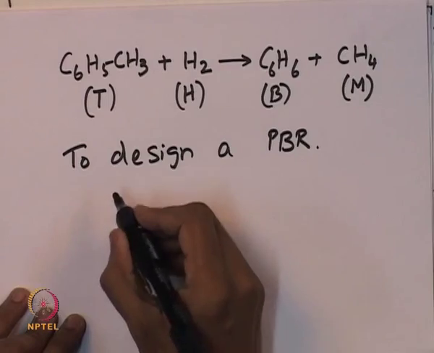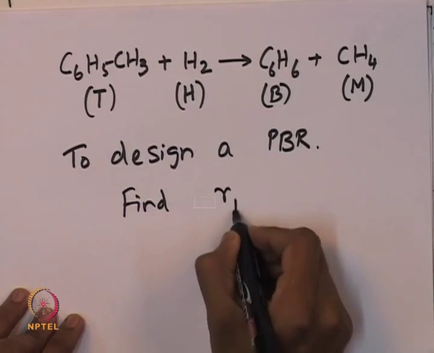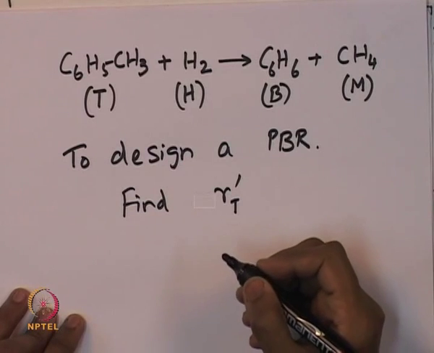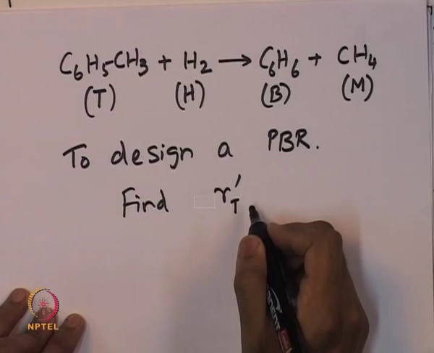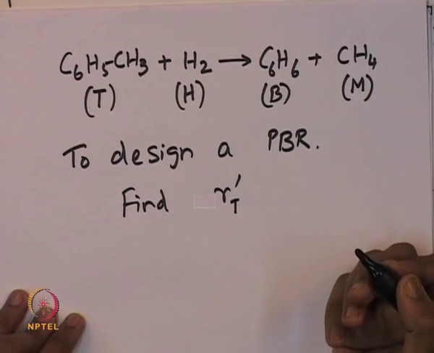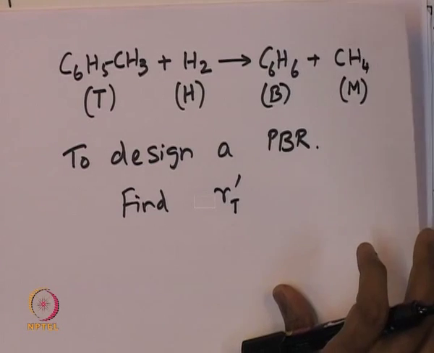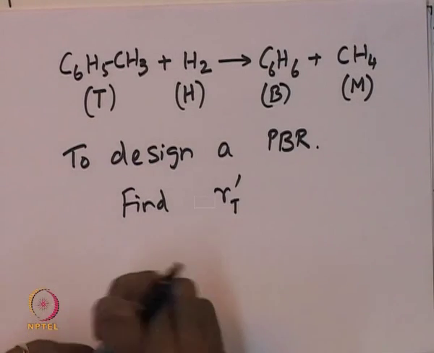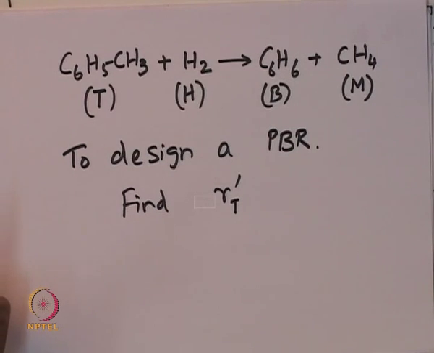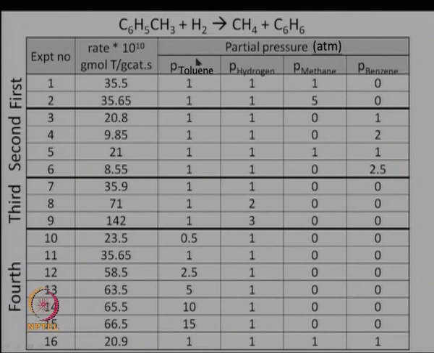And in order to do this, we need to find a rate law. That is, we need to find the rate of generation of toluene per unit gram of catalyst, or per weight of the catalyst that is used in the packed bed reactor. So, in order to achieve this objective, let us start with the experimental data. There have been experiments performed under different conditions and different partial pressures of these different species, toluene, hydrogen, methane and benzene, and different combinations. Various experiments have been performed, and the rate in terms of gram mole of toluene per gram catalyst per unit time has been measured. So there are 16 experiments, and you could classify them into four different sets.